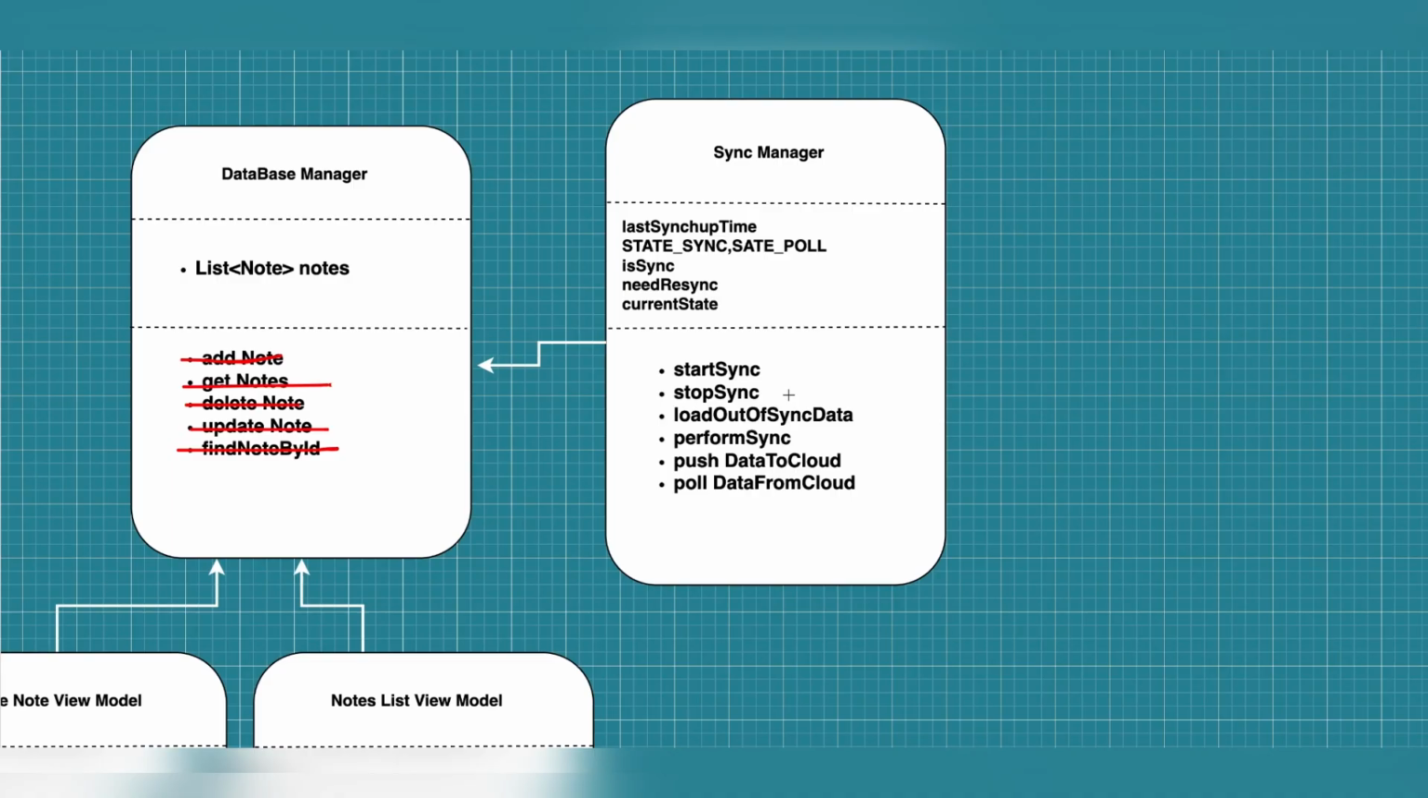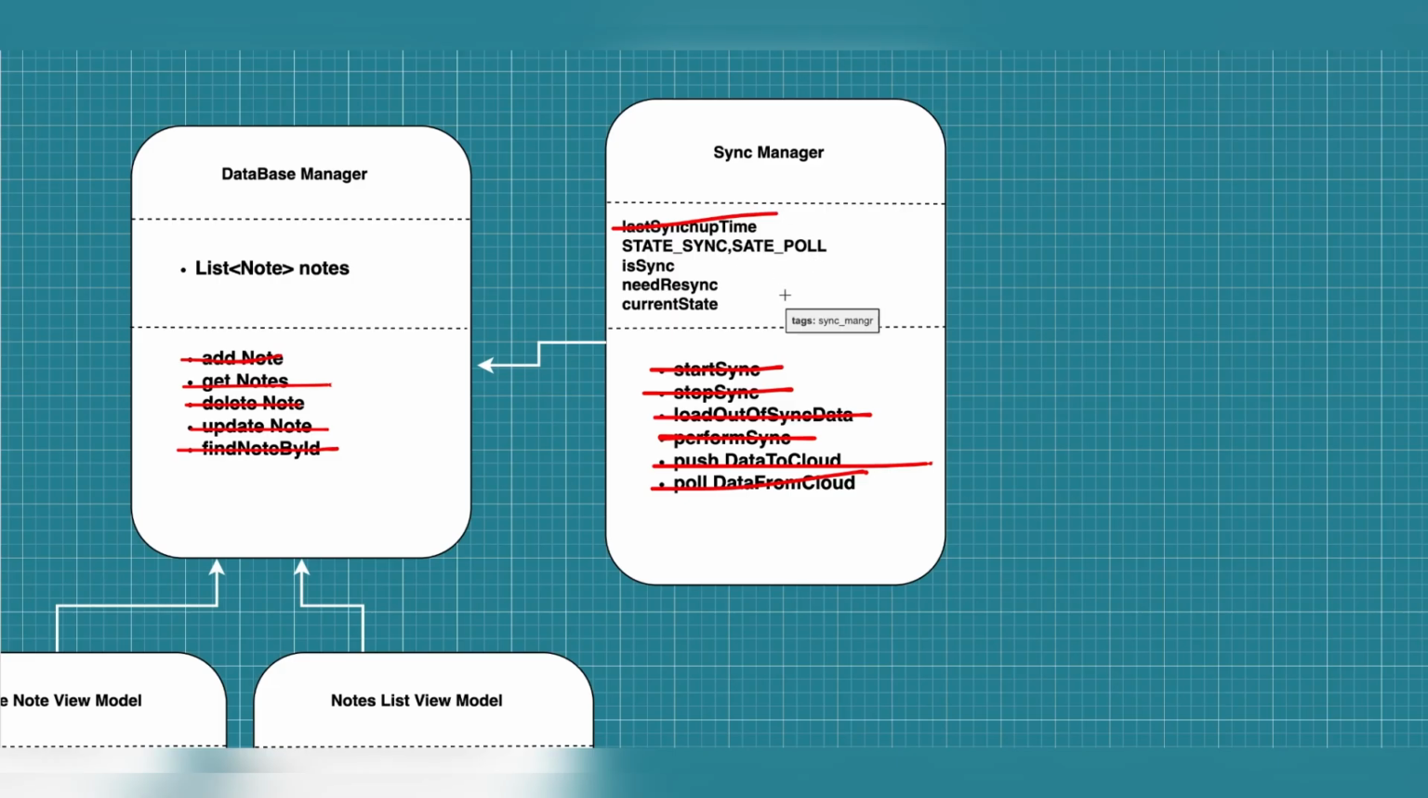It comes with a few handy utility methods like load out of sync data, perform sync and push data to cloud. It's pretty smart. Syncing happens in both directions, one after another. Before pushing data, it even locks the database to make sure no new data is added during the sync. And if something fails to sync, the sync manager automatically tries again to resync that data.